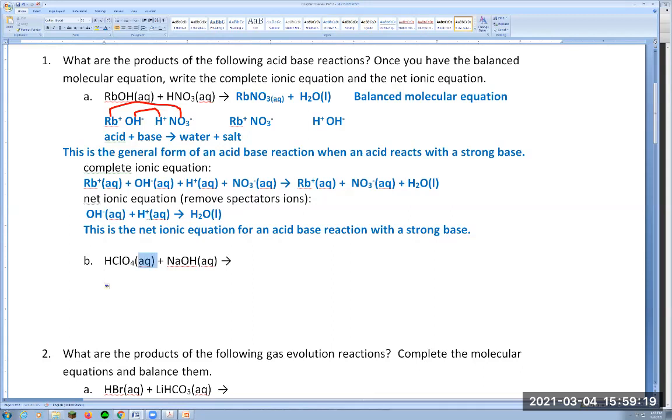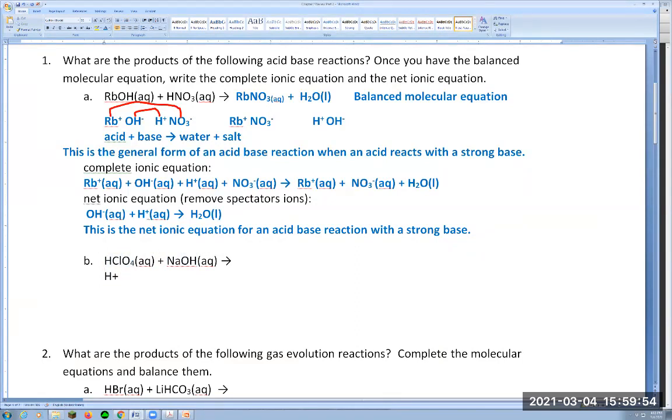So again, these are aqueous solutions, which means you have free floating ions in water. So in HClO4, first of all, this is the acid because it has the H as first in the formula. And here you have the OH minus. Notice how you have the hydroxide ion. So that's going to be the base. So Na plus and OH minus. But here, what are the ions in there? So we know we have H plus. But what is the other one?